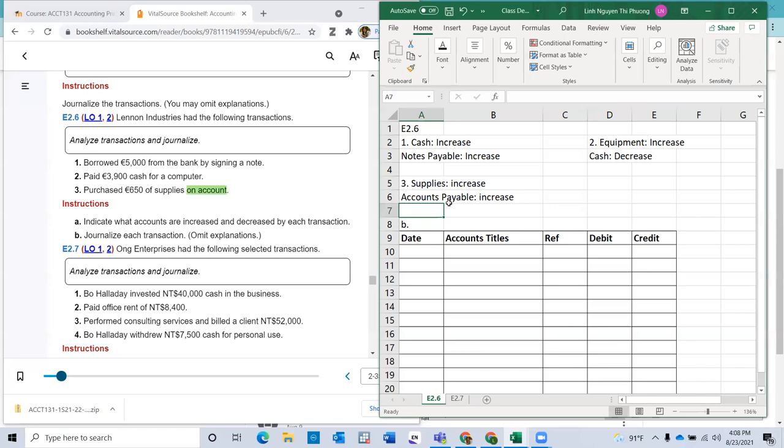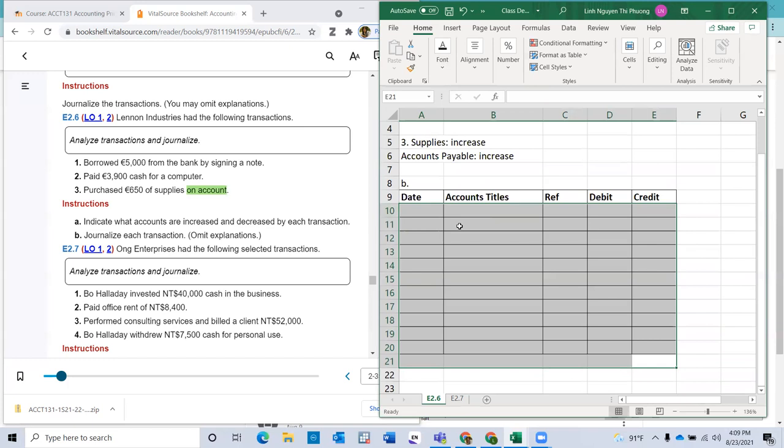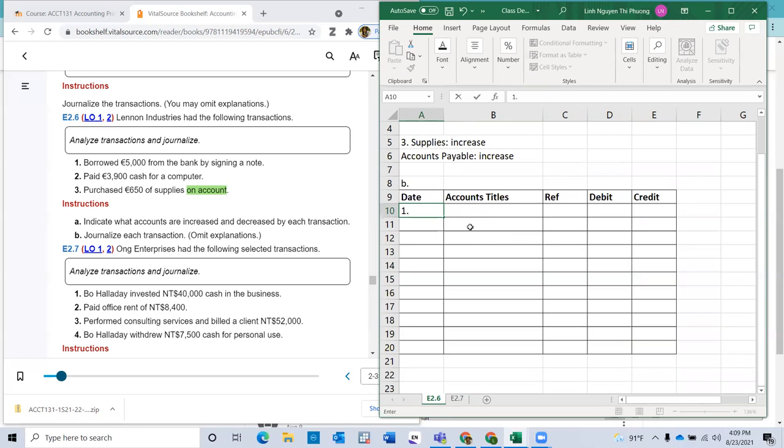Now let's record the transaction here. Since the question didn't give us the day, we just put the number here instead of the day. All right, and number one, we borrow 5,000 from the bank by signing a note. So we have cash, debit 5,000. Now the question didn't give us the number of the account here, so we just left the reference column blank.